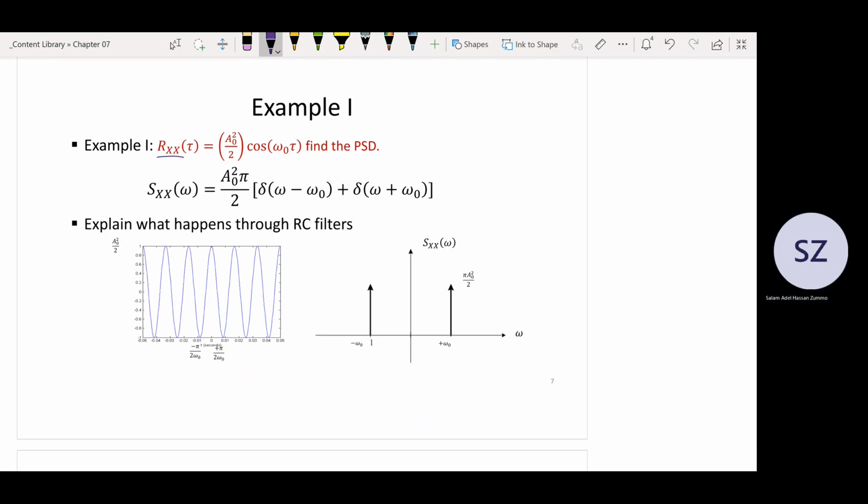In this case, in order to find the power spectral density, you need to take the Fourier transform of this. So this is the Fourier transform of the autocorrelation function. And we know that the Fourier transform of a cosine with a specific frequency is 2 deltas at positive and negative frequency. So if the autocorrelation function keeps oscillating like this, then the PSD will have 2 components at minus omega 0 and omega 0. And in this case, you will know how to filter it. Okay?